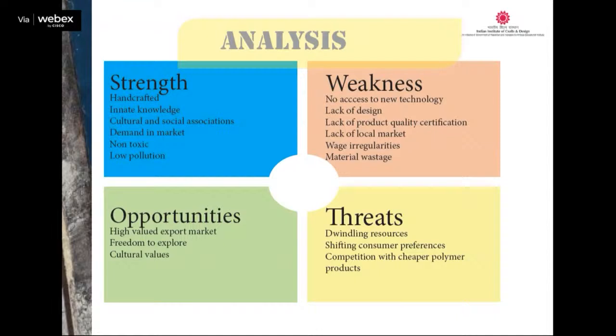And there are also shifting consumer preferences. These days, the 5G generation prefers a mall culture and crowded streets instead of going to a mandir or temple. So the shifting consumer preferences are becoming a hindrance for the local craftsmen to sell their products, and there is competition with plastic items. Plastic products can be mass produced, are a little cheaper, and can be brightly colored, so they gain the consumer's attention easily. These are the threats that we found when we did our study in several parts of India.